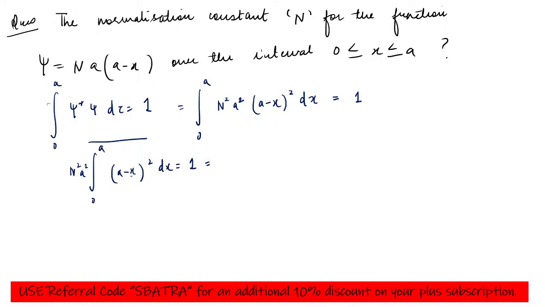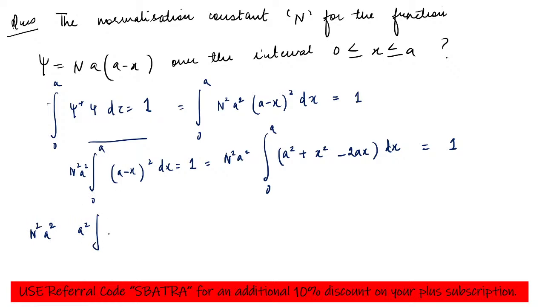Let's expand this (a minus b) square function, which is a square plus b square minus 2ab. So N square times the integral of a square plus x square minus 2ax dx equals 1. Now a is a constant value, so I'll write it like this: N square times a square integration of dx from 0 to a, plus integration of x square from 0 to a, minus 2a integration of x dx from 0 to a, equals 1. I hope this part is clear to all of you.